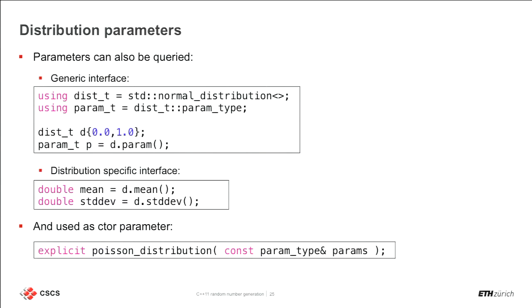Of course, you can also access the parameters that describe the distribution. So basically, you will have a specific method, depending on the distribution that you're working on. For example, for a normal distribution, we'll have the mean and standard deviation methods that will give you these two parameters, of course.